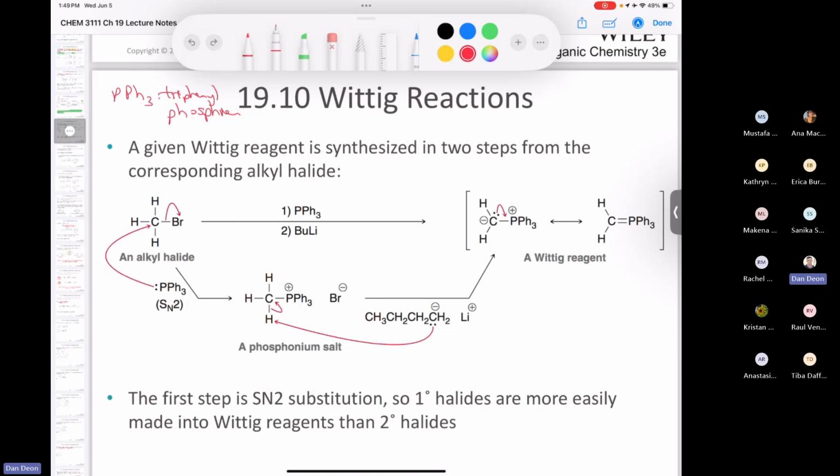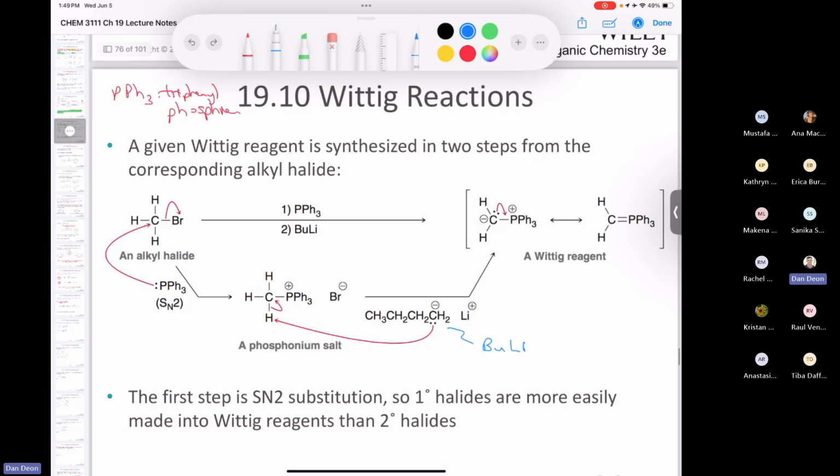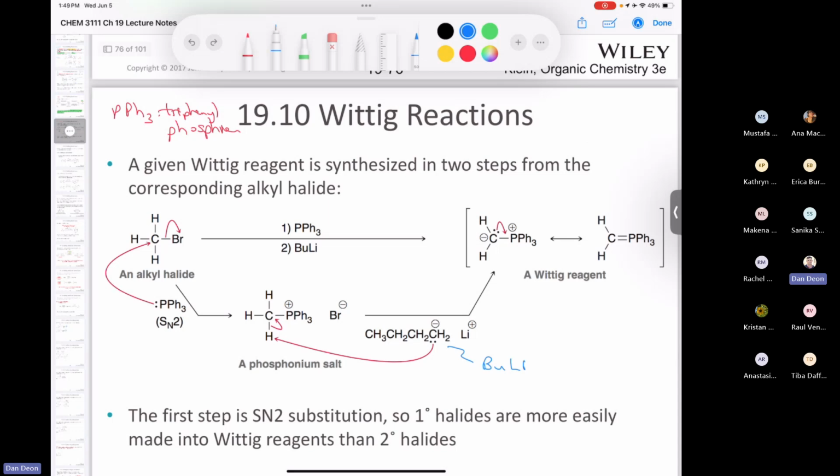And so the base that we're using here, I'll use blue ink, is called butyllithium, B-U-L-I, butyl lithium, right? You have the butyl carbanion, and then you have the lithium cation. And the butyllithium is a really powerful base. It's going to rip the proton off of that carbon to make the Wittig reagent. So now we have a carbanion and we have a positively charged phosphorus, like that. Not only do you have to know how to put this together, so first is triphenylphosphine, the second step is going to be the butyllithium.